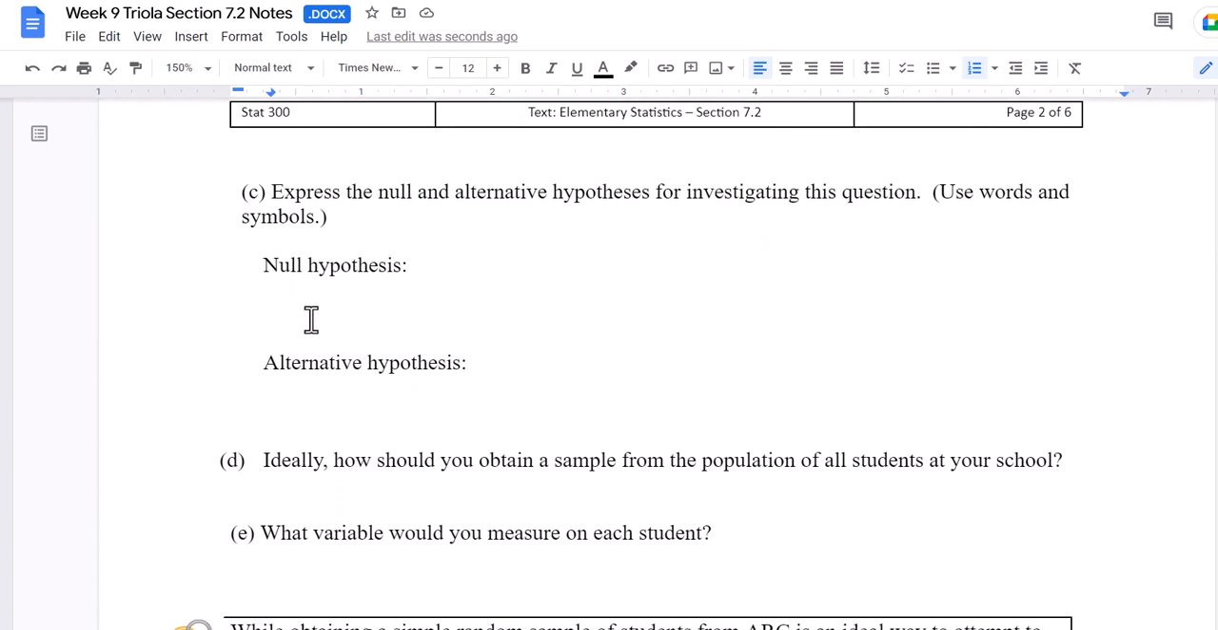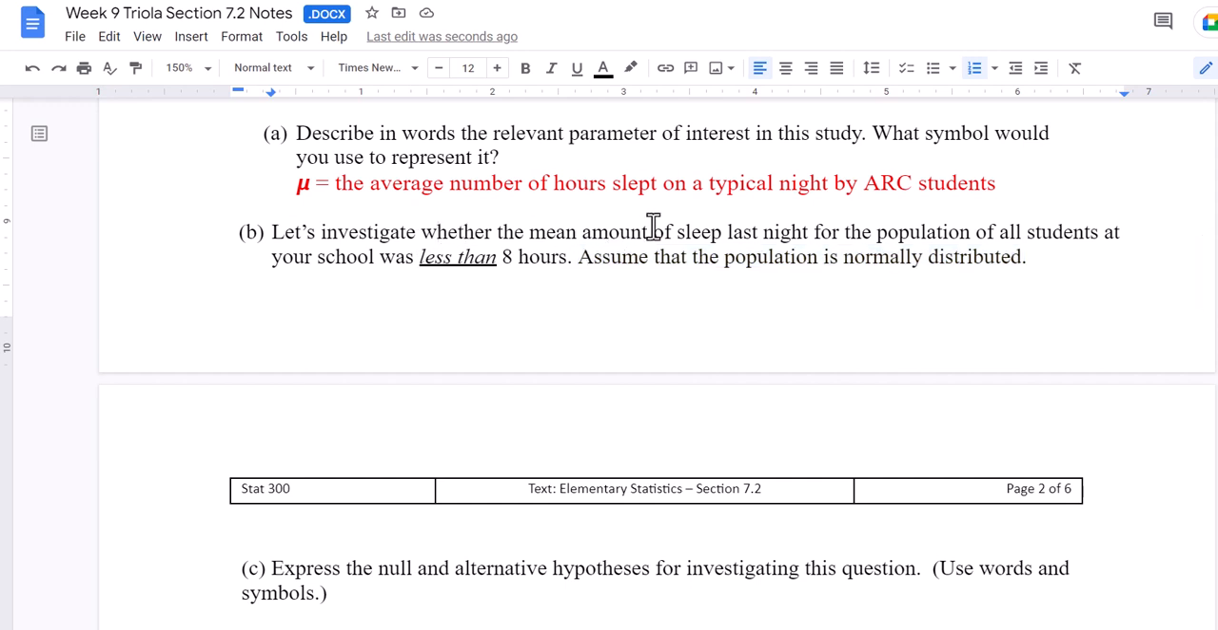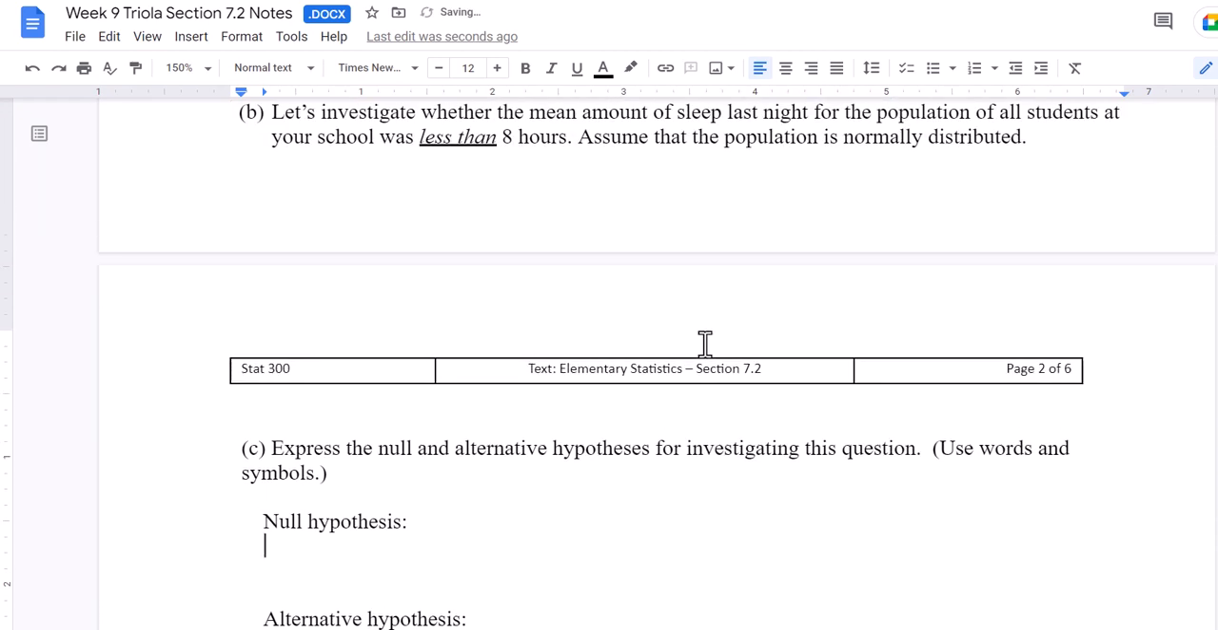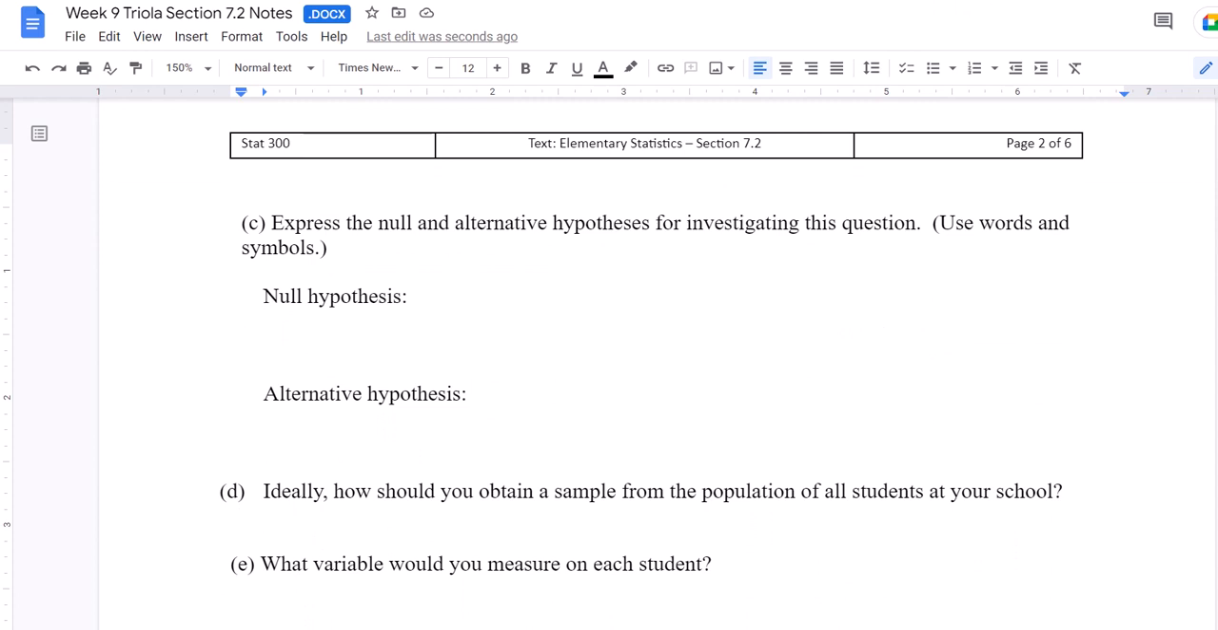Now, express the null and alternative hypotheses for investigating this question. Use words and symbols. So we want to investigate whether the mean amount of sleep is less than 8 hours. So the null hypothesis is usually the standard, right? The claim. The standard is the recommendation that people sleep on average 8 hours. So that's going to be our null hypothesis. In words, we can say the average number of hours slept on a typical night is 8 hours. And in symbols, we can say the parameter mu is equal to 8.